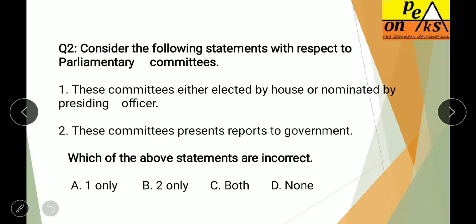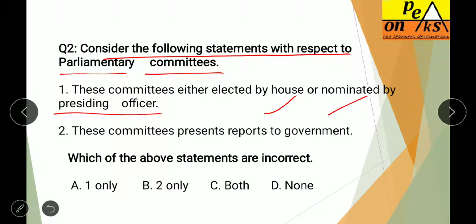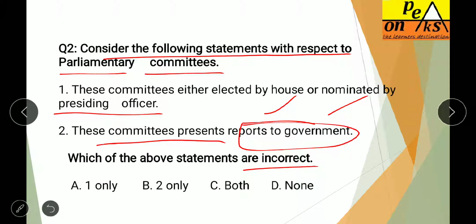Coming to the second question. Consider the following statements with respect to the parliamentary committees. Statement 1: these committees are either elected by the House or nominated by the presiding officer of the House. Statement 2: these committees present the reports to the government. Which of the above statements are incorrect? Option A, 1 only. Option B, 2 only. Option C, both. Option D, none.